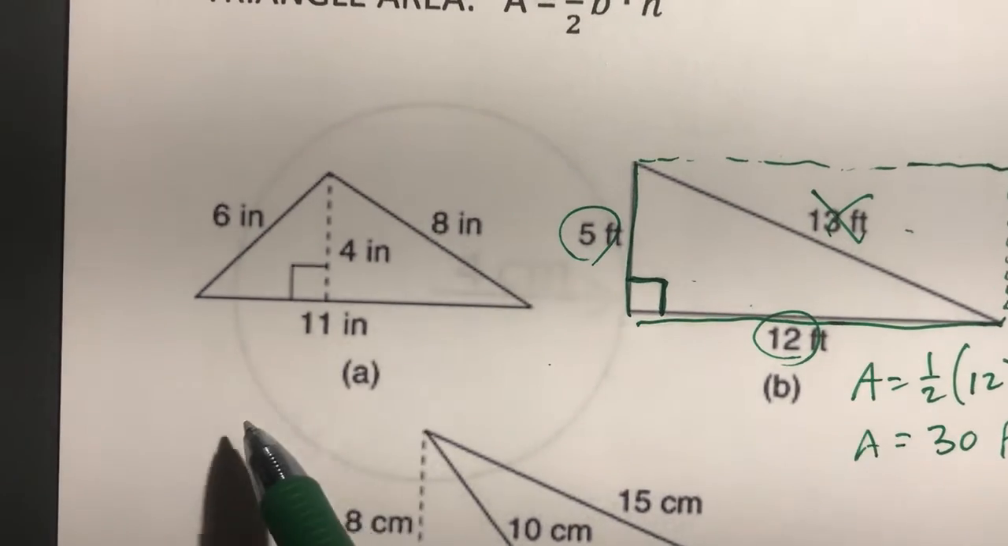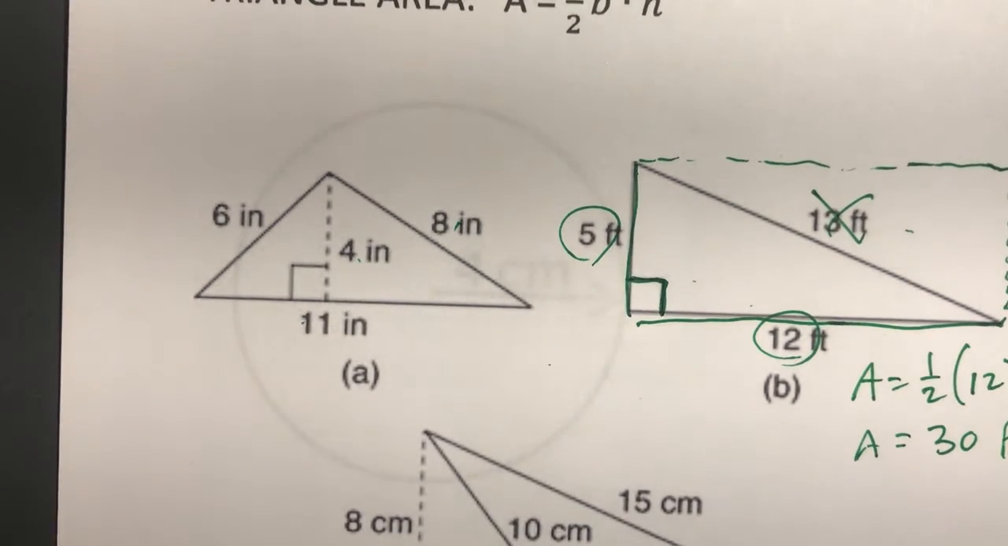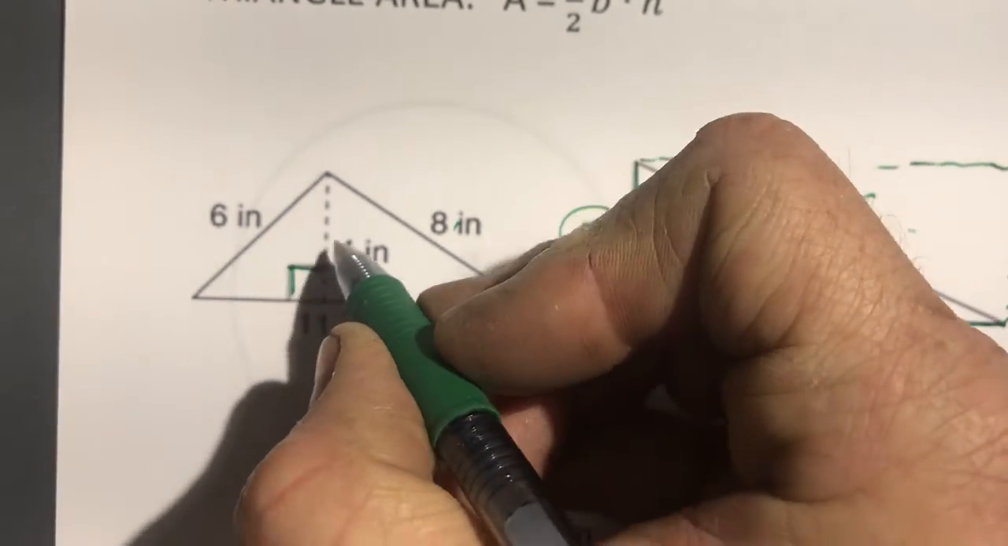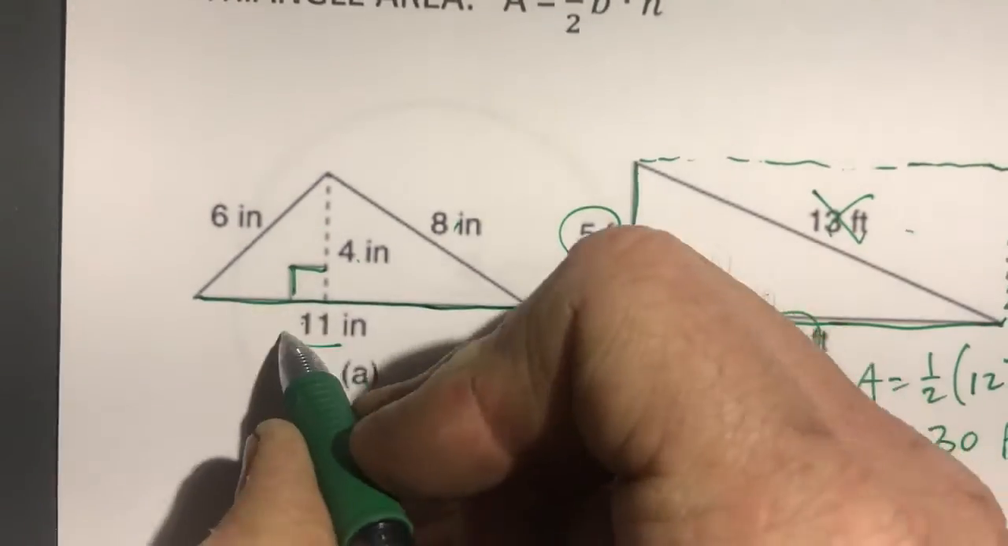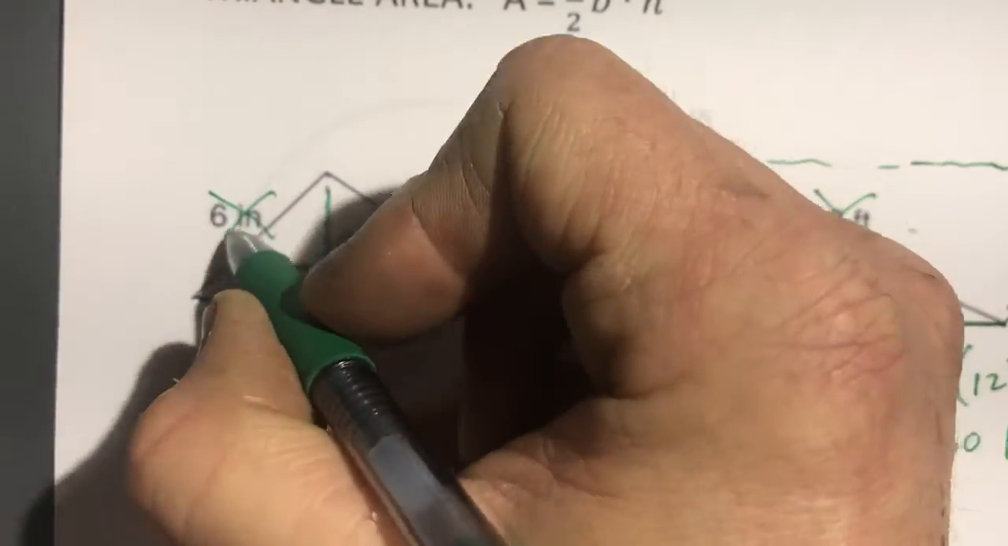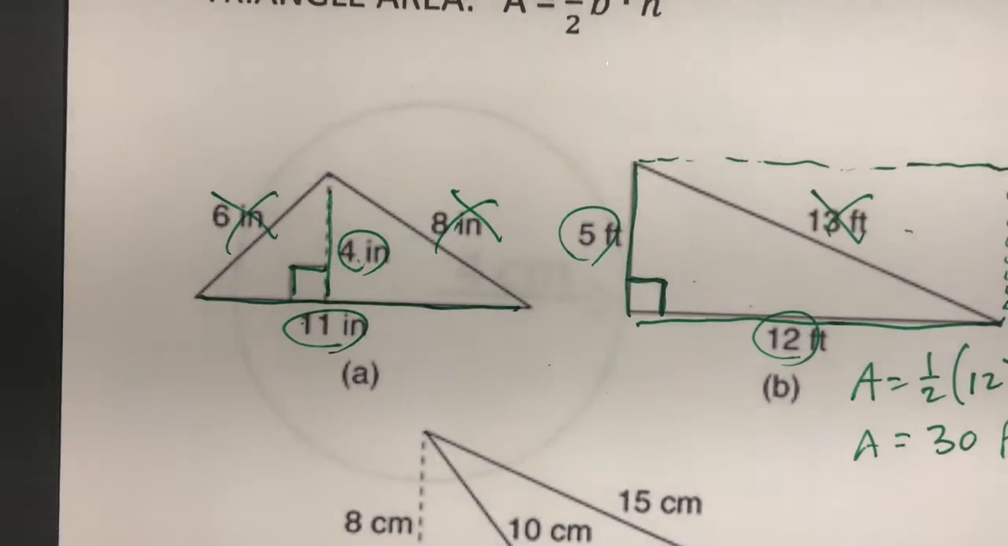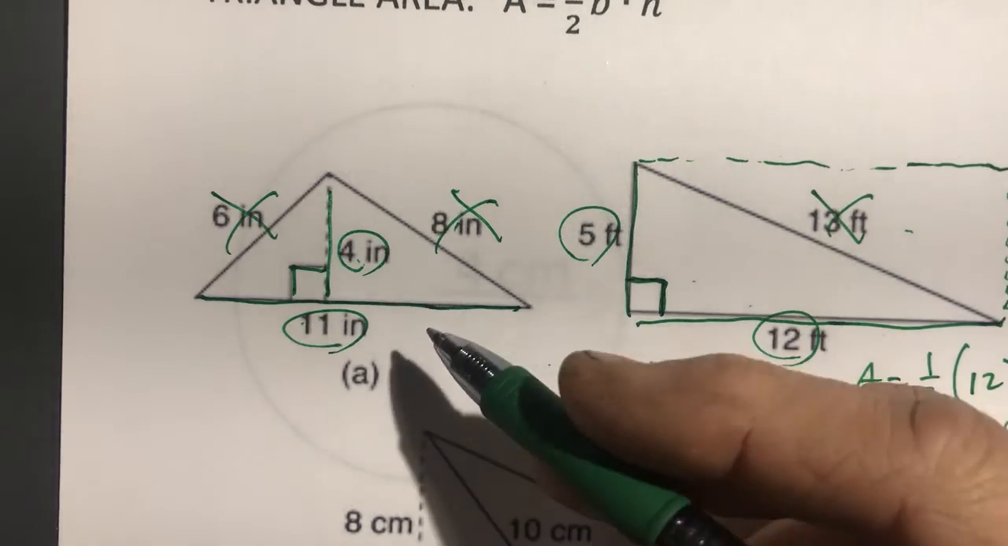Okay. And look at this one, man. There's 1, 2, 3, 4. There's 4 different numbers here. Which ones do we use there? Well, you've got to focus on the right angle. There's my base, and there's my height. I'm not going to use those. They don't have anything to do with the area.